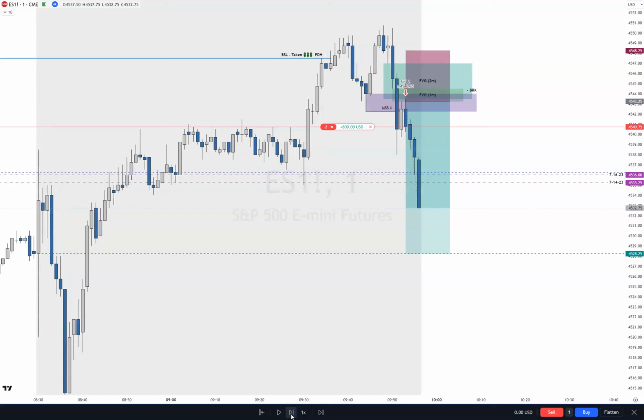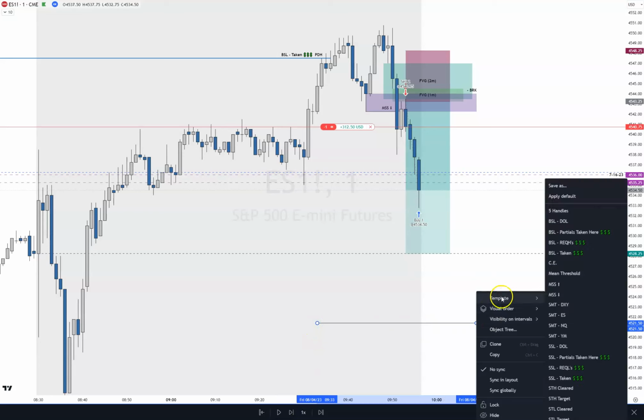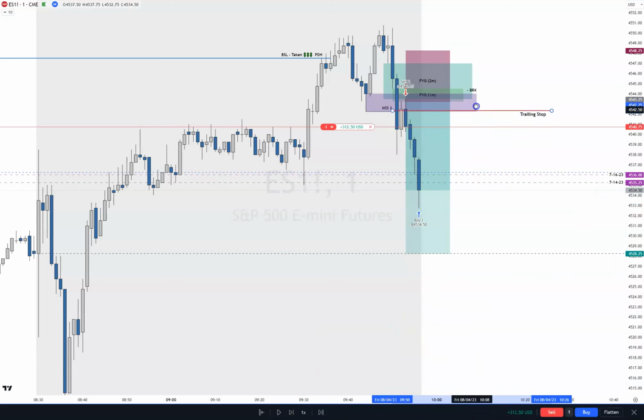Okay, I need a candle close there. Okay, we'll buy one here. Then we take one off. We move our stop to break even. Let me show you where my stop would be. Trailing stop. Stop would be right here. 1 tick below. Okay.